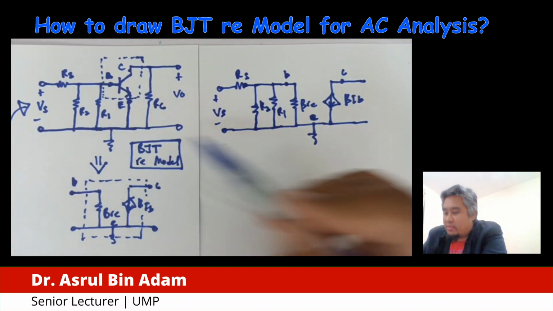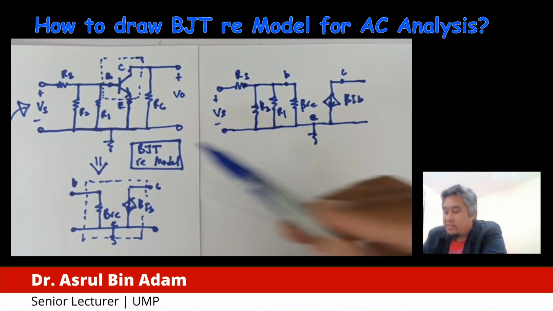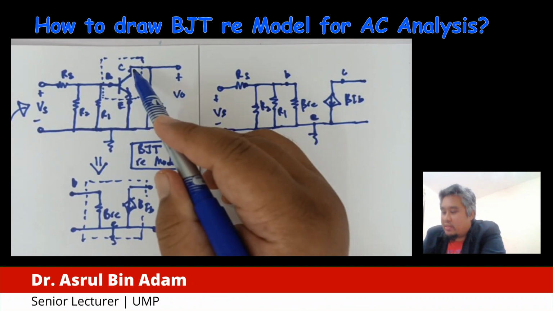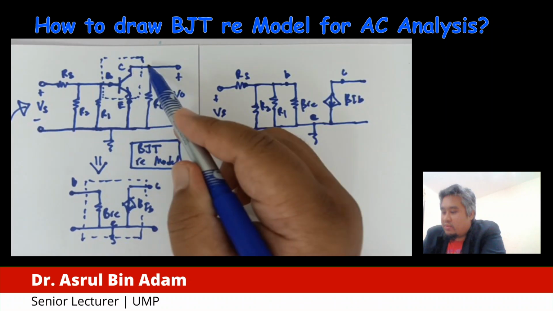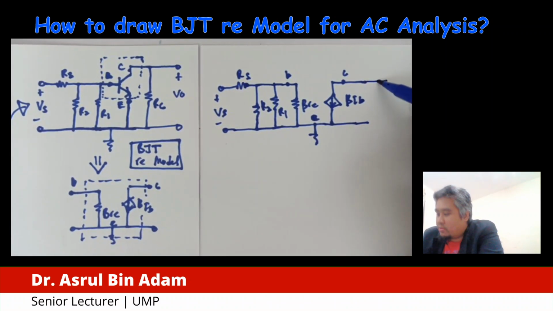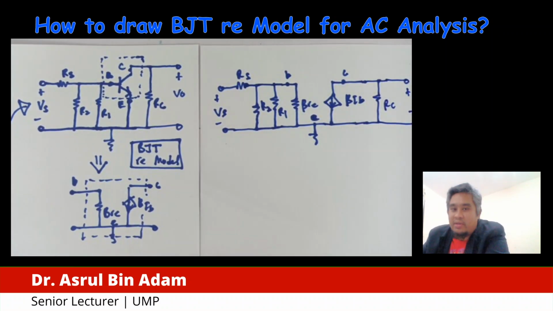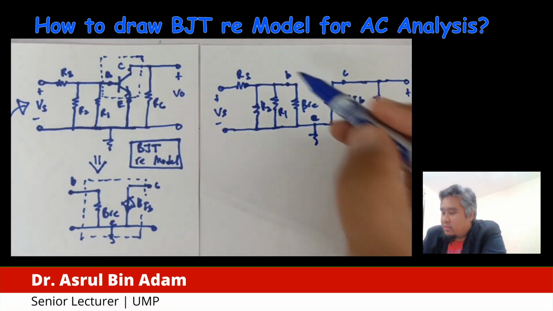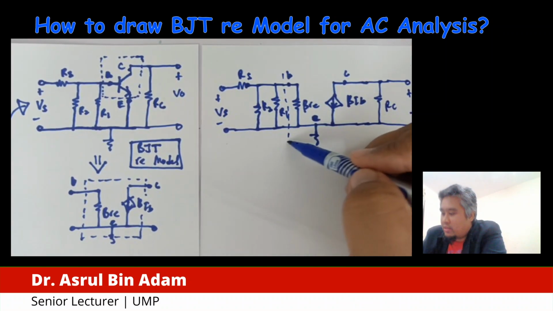Same thing, you have to relate. Next one is the collector. Collector connected to the RC and Vout. So we have the RC here, and then we have Vout, positive, negative. So this is our RE model.